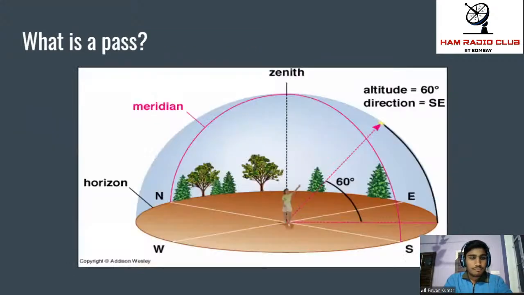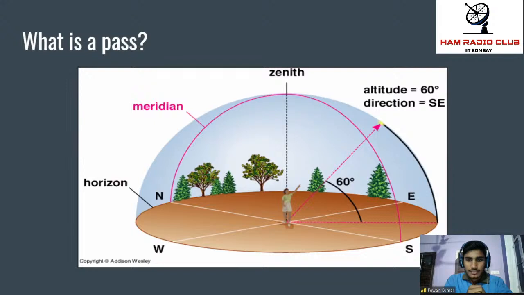Now, what is a pass? As I told, a pass is the time interval in which a satellite is going to pass above our location. As we know, a satellite revolves around the Earth, and it will pass above a specific location in a specific time interval. That time interval is called the pass, because only in this time interval are we going to receive some signal.